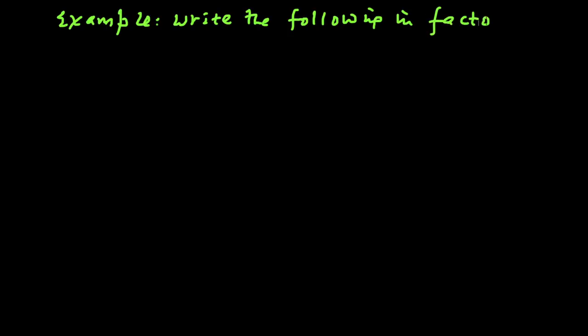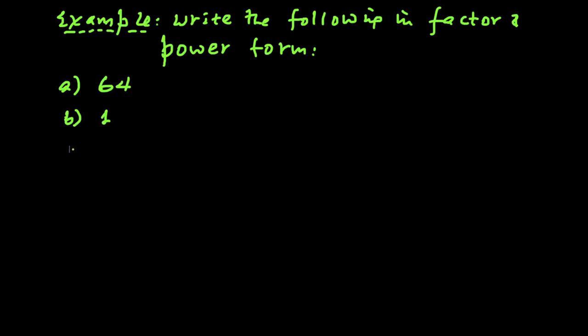Another example: write the following in factor form and power form. If we are asked this, the given numbers are A: 64, B: 1, C: 1000. Solution.